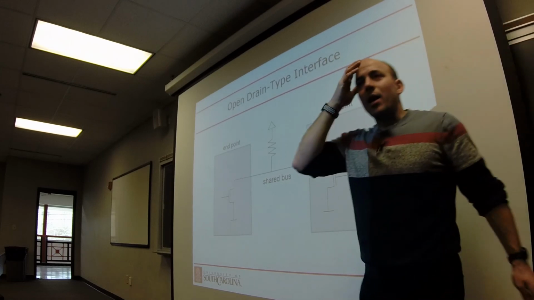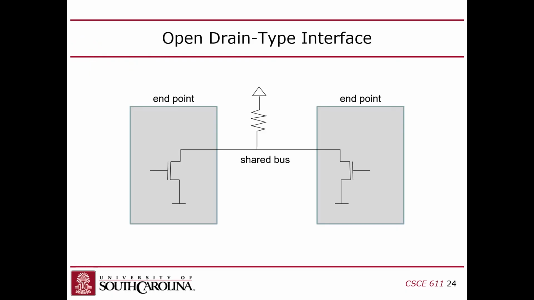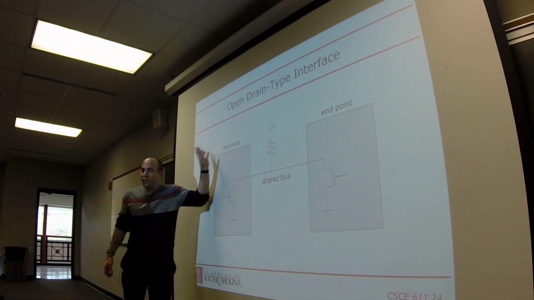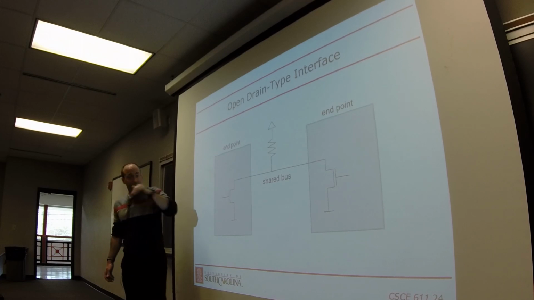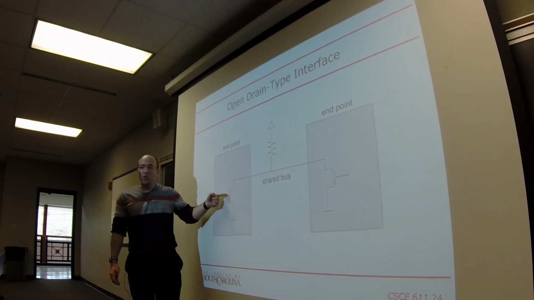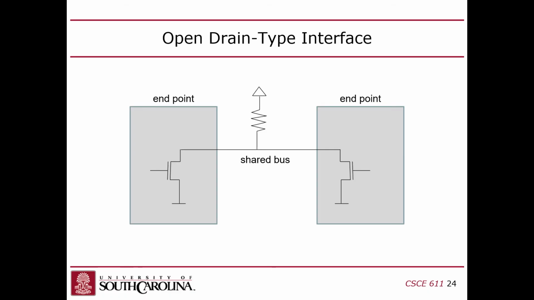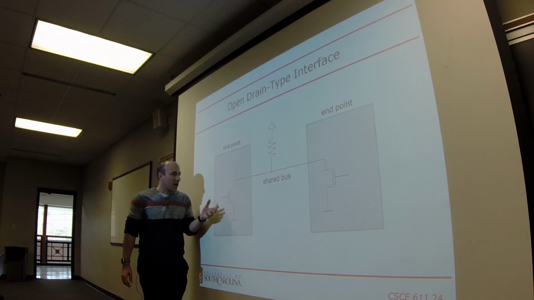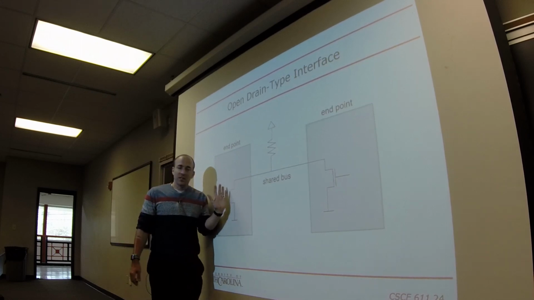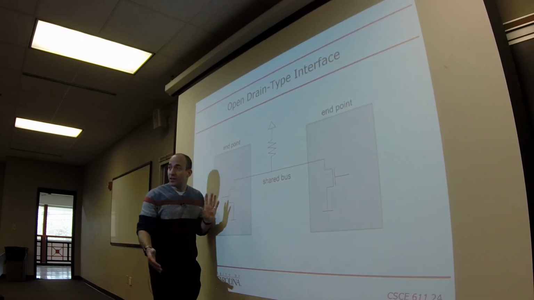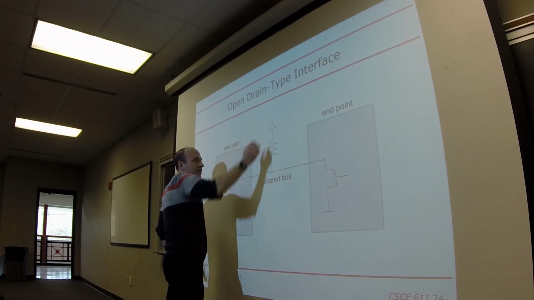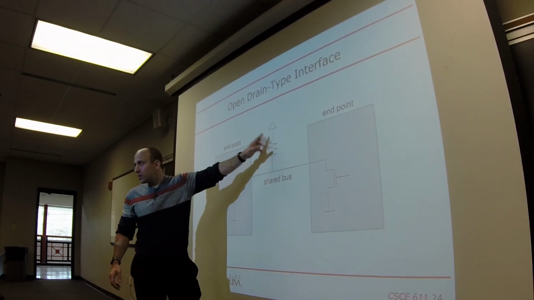However, there's another option here. We can use something called an open drain. Open drain is when you don't use CMOS. Instead, you have a pull down NMOS transistor that can both be attached to a shared bus. And then you can have a resistor up to VDD, right? So that way, if these guys are both off, then this bus will be pulled high by this resistor, right?